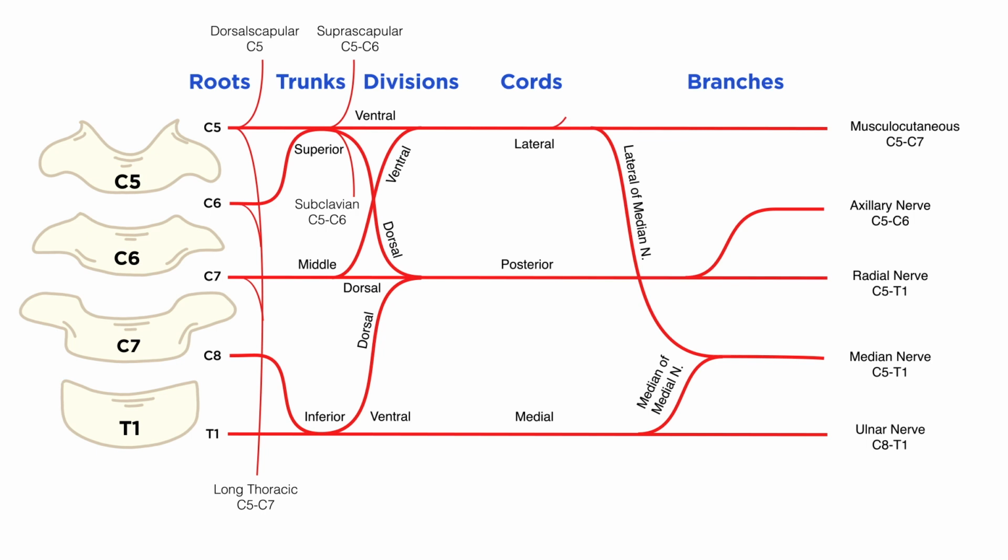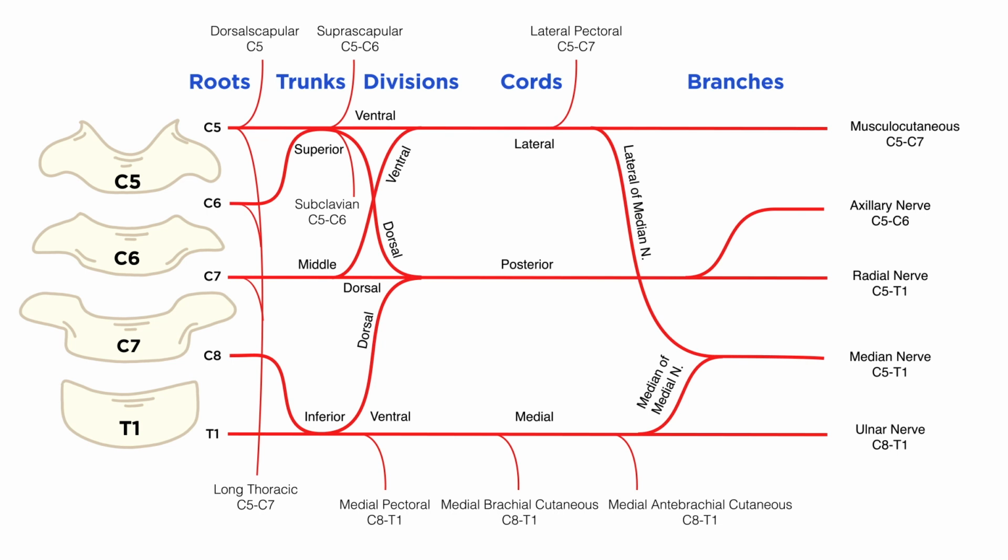The lateral cord gives off lateral pectoral nerve, innervated by C5, C6, and C7. The medial cord gives off the medial pectoral nerve, the medial brachial cutaneous nerve, and the medial antebrachial cutaneous nerves, each of these innervated by C8 and T1. The posterior cord gives off upper subscapular nerve and lower subscapular nerve, both innervated by C5 and C6.